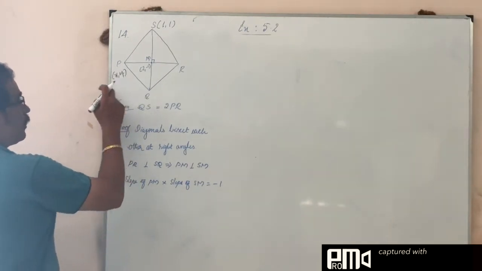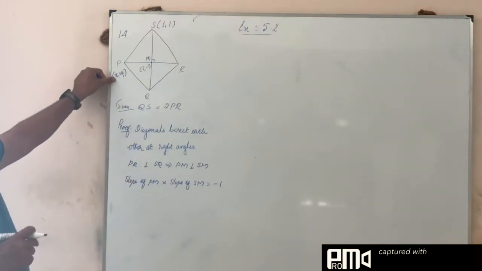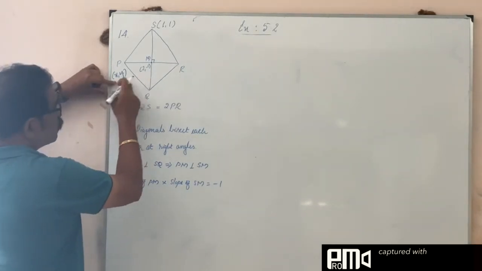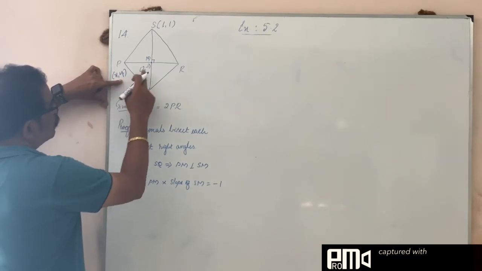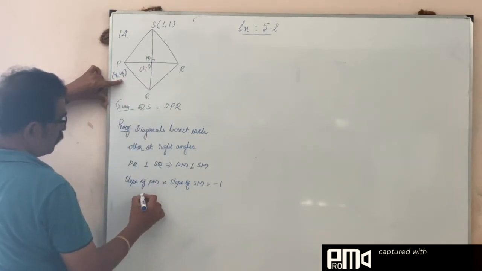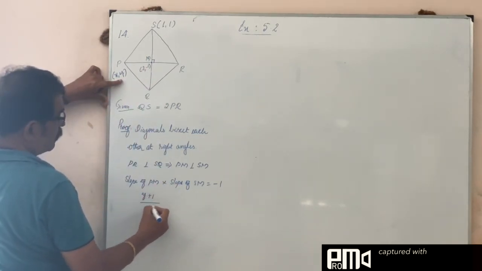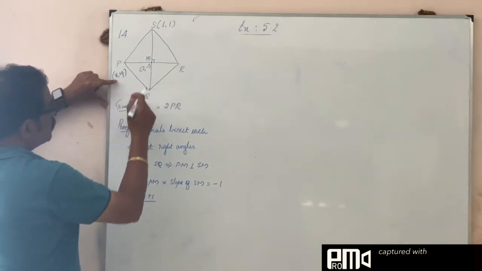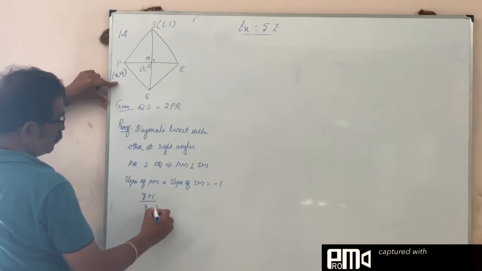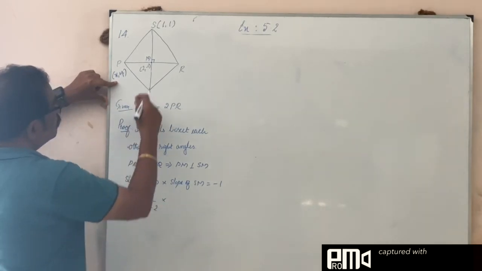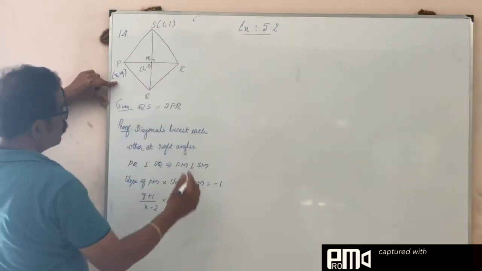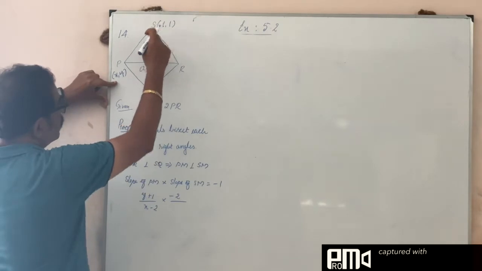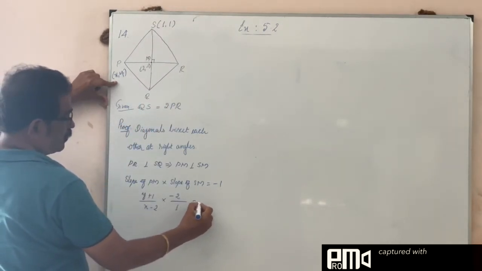We do not know the coordinates of P, so we are assuming the coordinates of P are (x, y). So slope of PM, y2 minus y1, so this is y2, this is y1, means y minus of minus 1, y plus 1, divided by x2 minus x1, x minus 2, into slope of SM. What is SM? Minus 1 minus 2 divided by 2 minus 1. This is equal to minus 1.